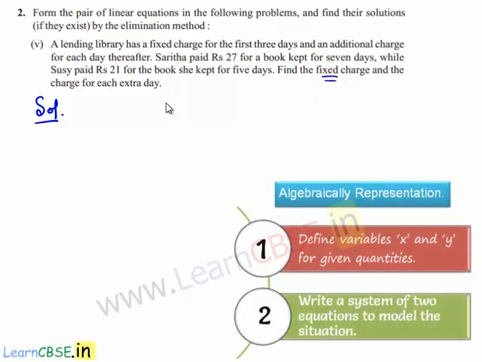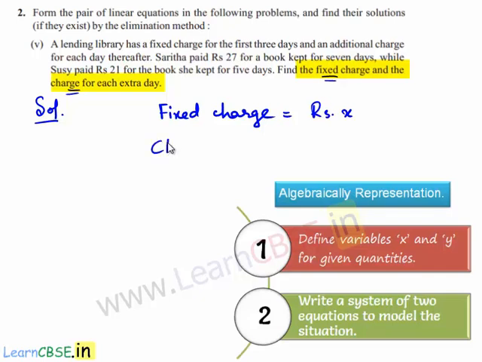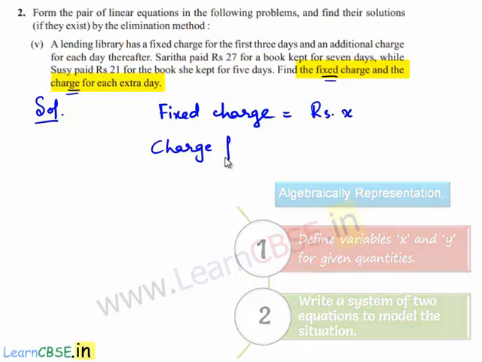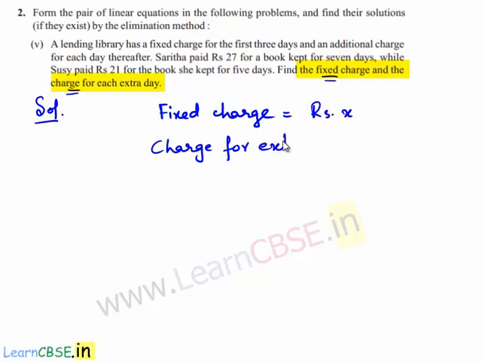Let us assume the fixed charge to be x rupees. So fixed charge is equal to rupees x, and charge for each extra day is equal to rupees y. According to the given problem, fixed charge is for the first 3 days and an additional charge is for each day thereafter.